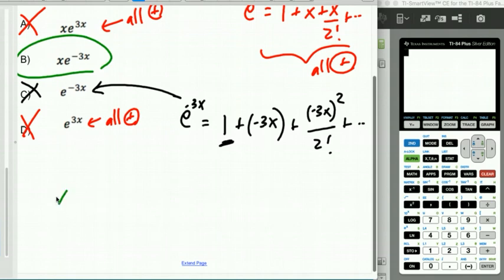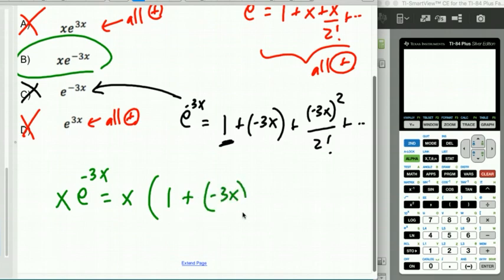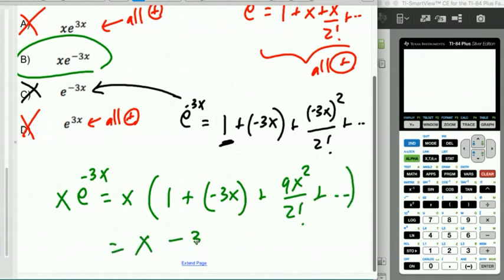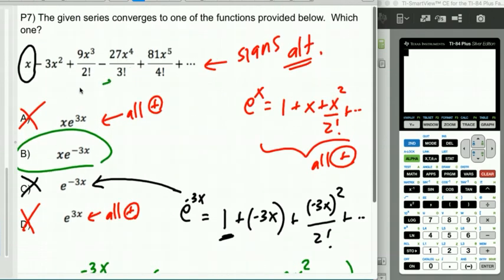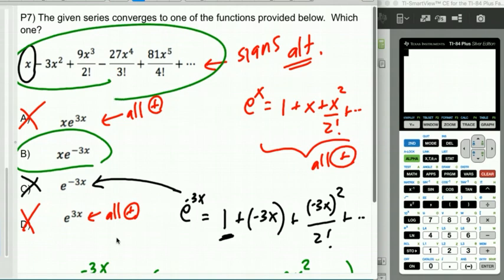For B, if I did x times the e to the negative 3x, it would be an x multiplied by this entire messy thing, right? This is a 9x squared over 2 factorial, blah, blah, blah. If I distribute the x, I'm going to get an x minus a 3x squared plus a 9x cubed over 2 factorial. Let's check if that pans out. And hey, there it is. So it's answer B.